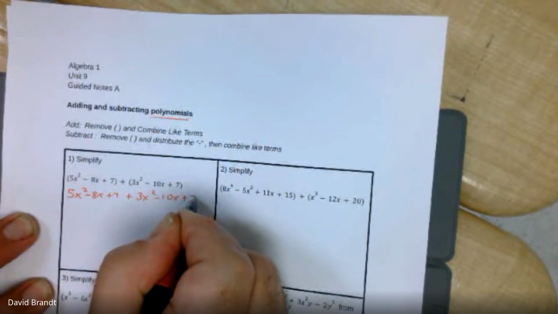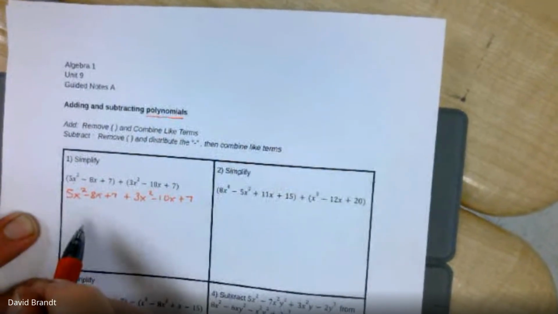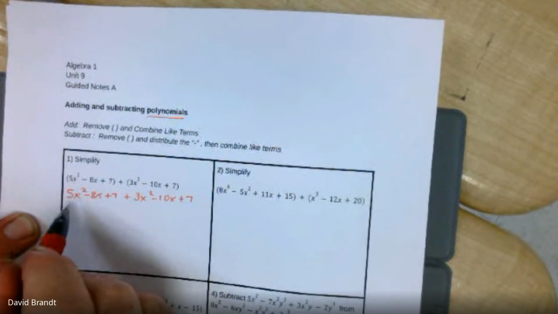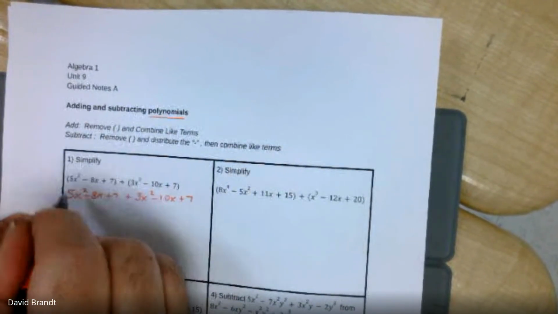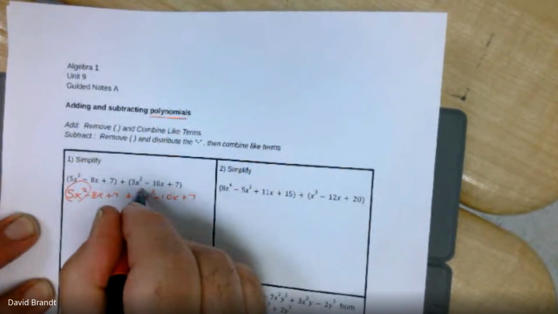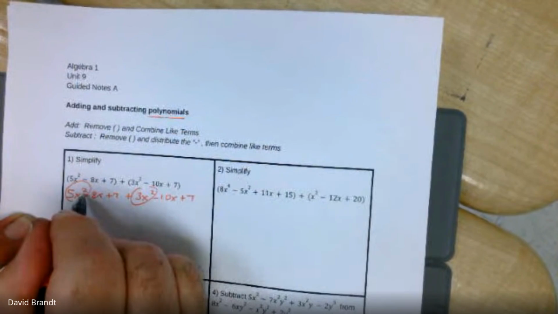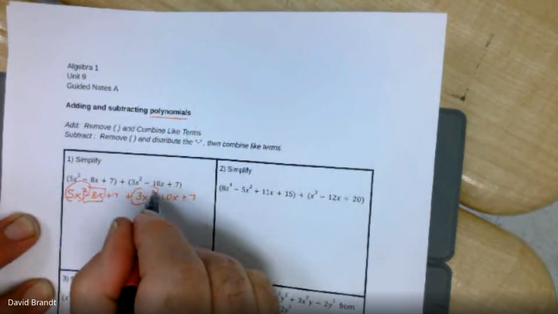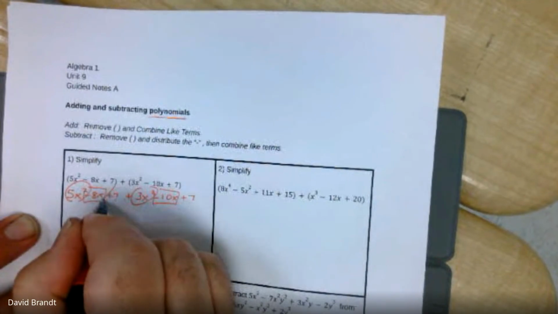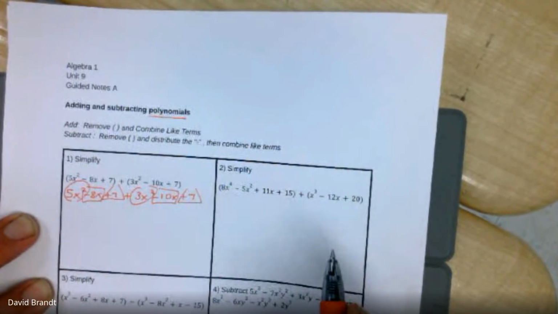and combine like terms. Now, like terms have to have the same variable, these are all x's, and the same exponent. So these two are like terms, I'll use circles. These two are like terms, I'll use squares. And these two are like terms, I'll use triangles.